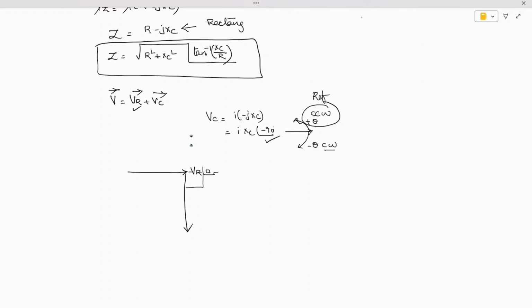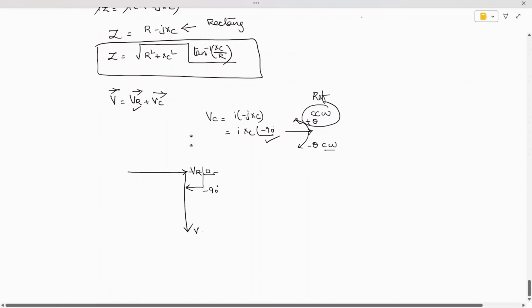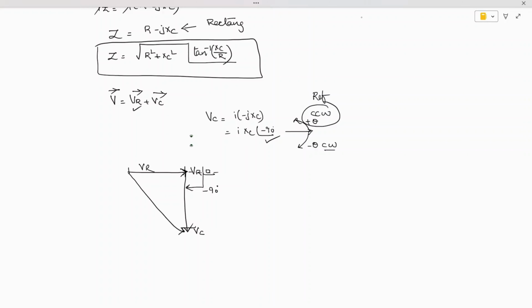So with an angle of how much? Minus 90 degrees. Then we are going to get VC. So therefore, the vector addition. Okay. So this is the magnitude of VR, and this is the direction. So this is the magnitude of VC, where the magnitude of VC is I into minus jXC. This is I into R.